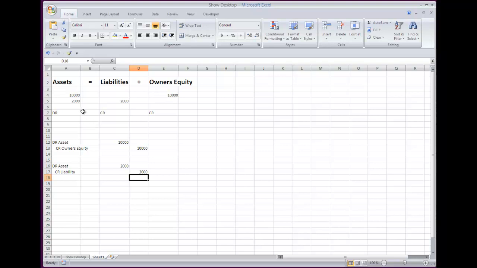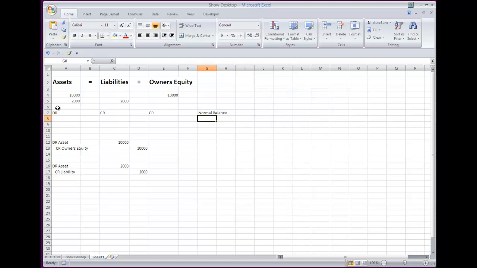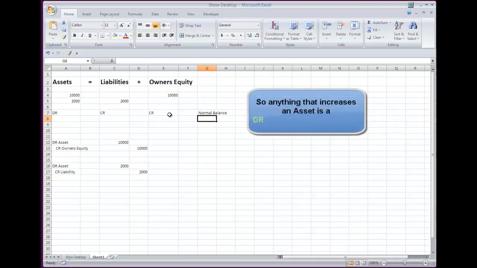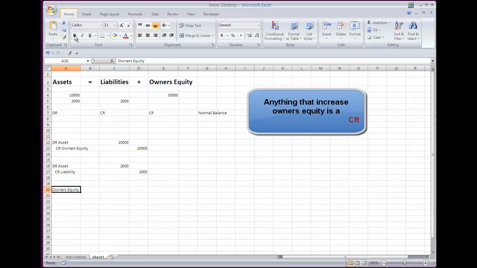This item down here is referred to as the normal balance. So the normal balance of an asset account is a debit, the normal balance of a liabilities account is a credit, and the normal balance of an owner's equity account is a credit. Now let's have a look in a little bit more detail at owner's equity. So owner's equity has a number of components. You think, well, how can we have an increase in owner's equity?